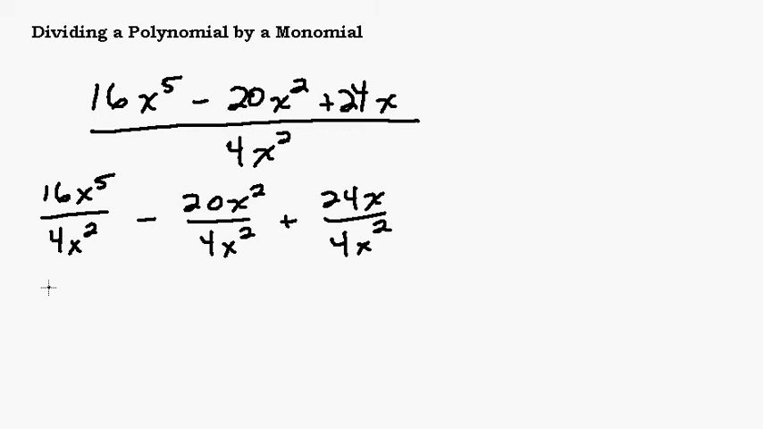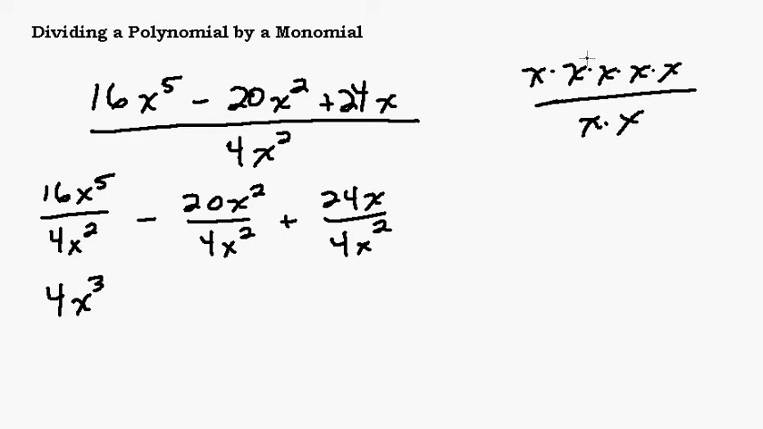16 divided by 4 is 4. X to the 5th divided by x squared. We could use our subtracting rule, and 5 subtract 2 is 3, so I get x to the 3rd. Or we could have thought of it as x to the 5th over x squared. If you're not sure, write it out. You can cancel 2 of them, and you're left with x to the 3rd. Perfectly good way to do the problem.